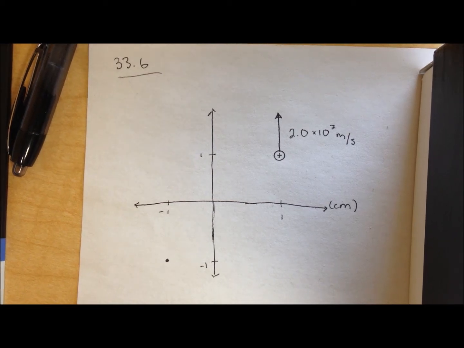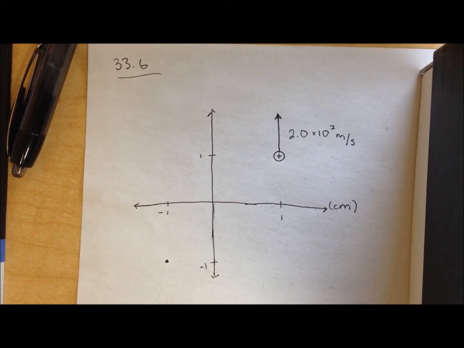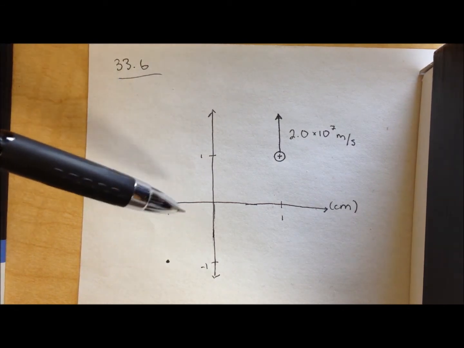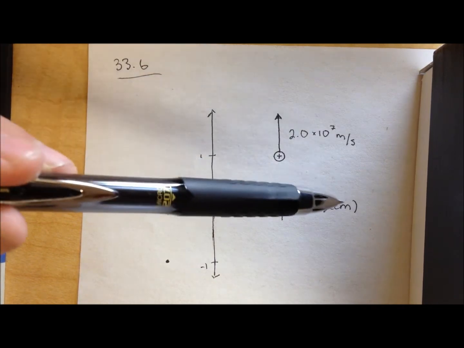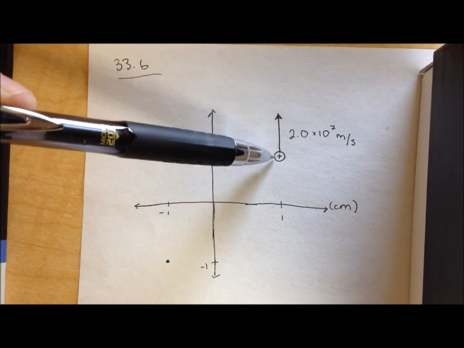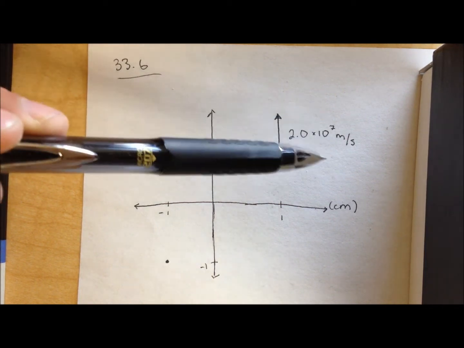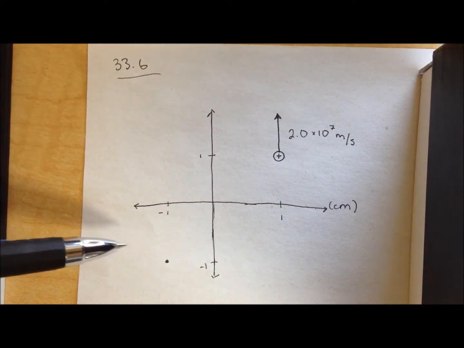Alright, hello everyone, and for today's physics video I have problem number 6 in chapter 33, and it is: what are the magnetic field strength and direction at the dot in figure 33.6? So I drew out the figure right here, and this is a little graph we got. Notice it's in centimeters, and here we have the proton going at a velocity of 2.0 times 10 to the 7th meters per second, and here's the dot that we want to find.